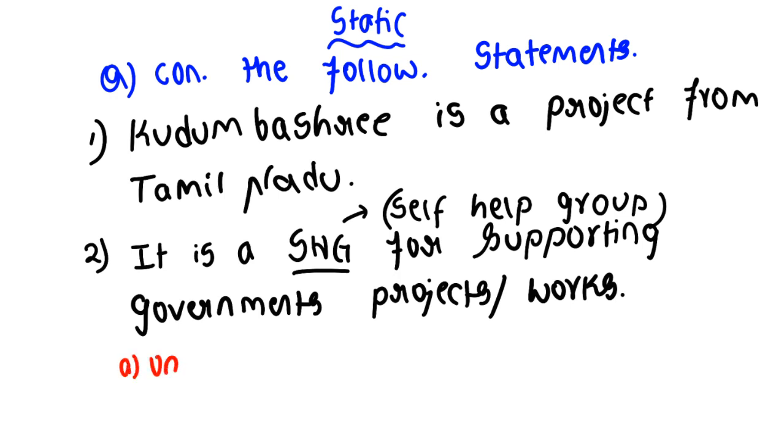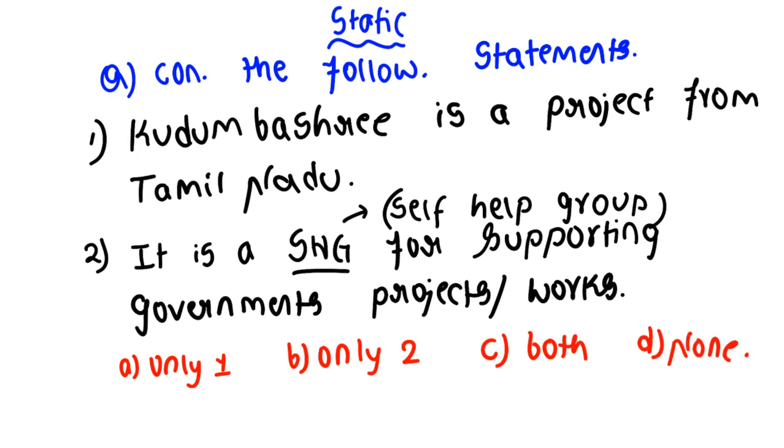So choose the correct option. A, only one. B, only two. C, both. And D, none. Clear? So it is saying it is an SHG for supporting government projects, and Kudumbashree is a project from Tamil Nadu. Clear? So this is the static question that we are taking, and I wish everyone to participate in this question so that you will get the static knowledge too. Clear?